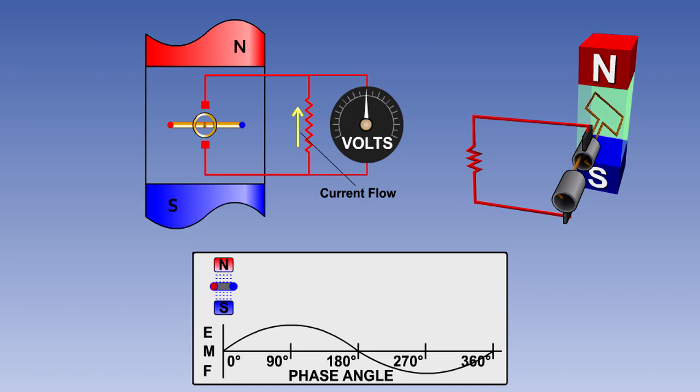The current flowing in the external circuit will be an alternating current, or AC. That is to say, the current will first flow one way, then change direction and flow the opposite way as the polarity of the induced EMF changes.